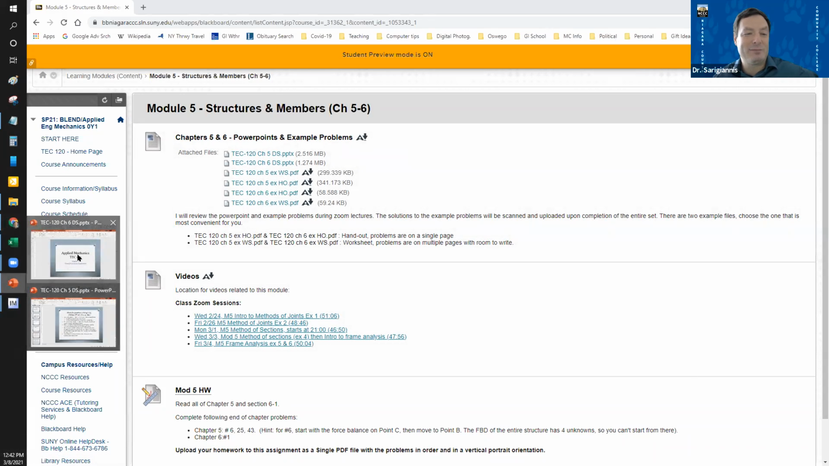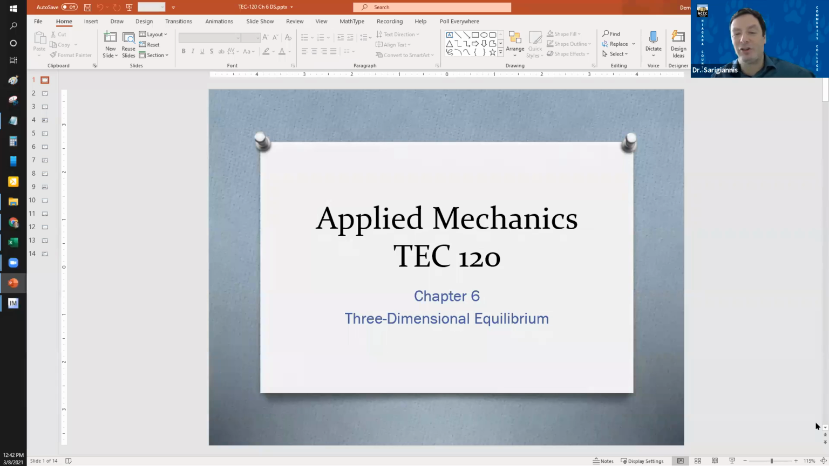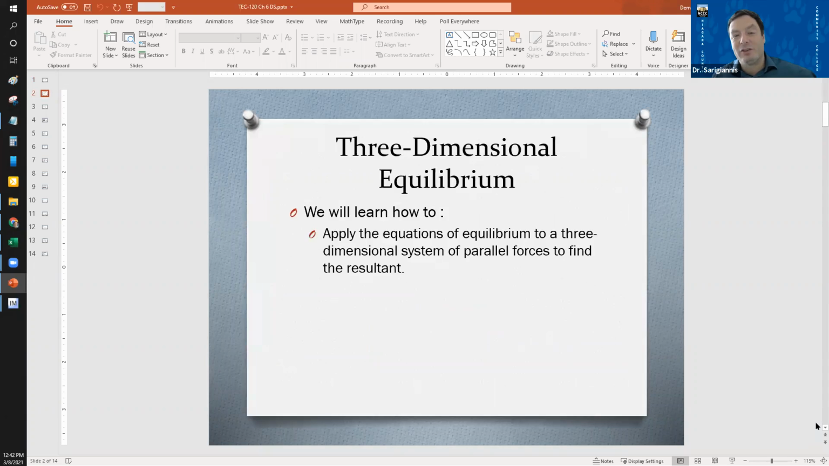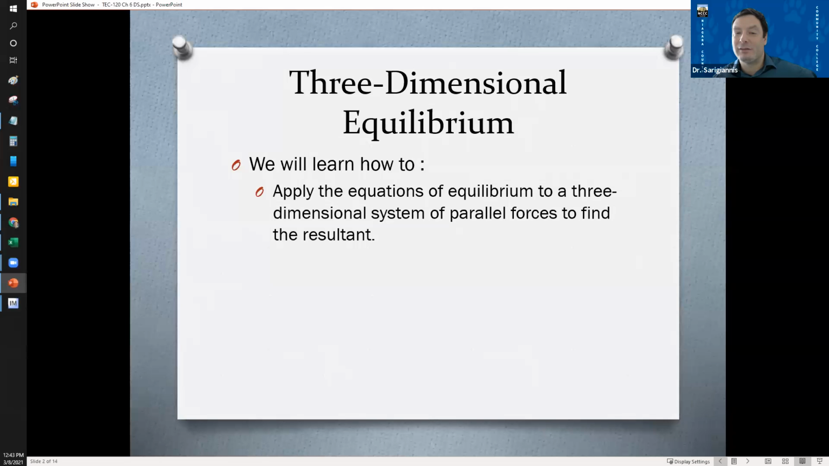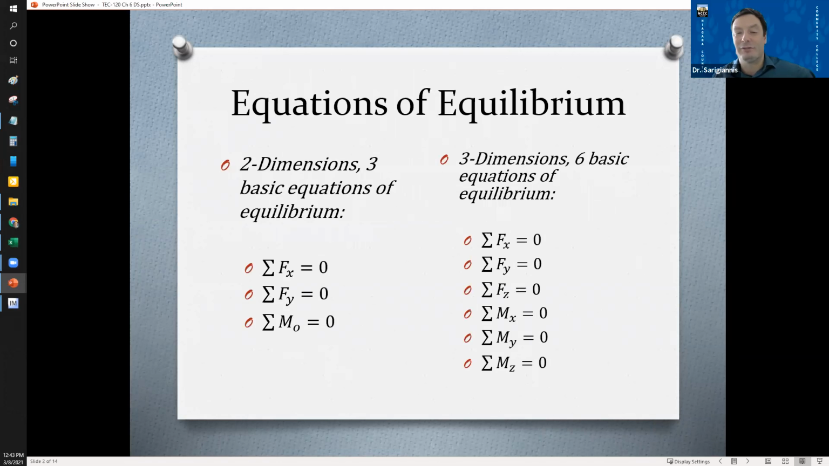We don't have a lot to cover, but this is three-dimensional equilibrium. And we're going to keep it fairly straightforward. To really do a lot of three-dimensional equilibrium, you've got to get into vectors and directions. But we're not going to get that complicated. We're going to learn the basics of what we're doing in three dimensions, and we're going to use parallel forces. So we're going to apply the equations of equilibrium to a three-dimensional system of parallel forces.